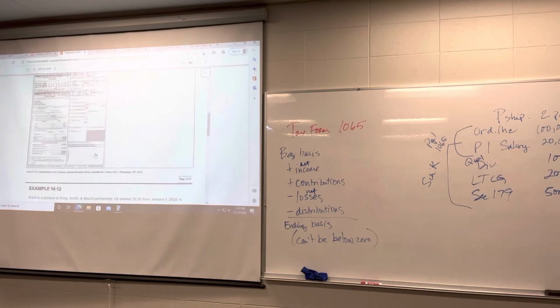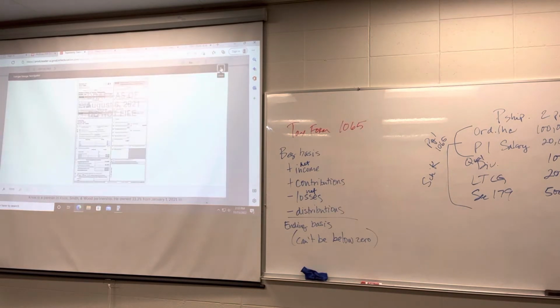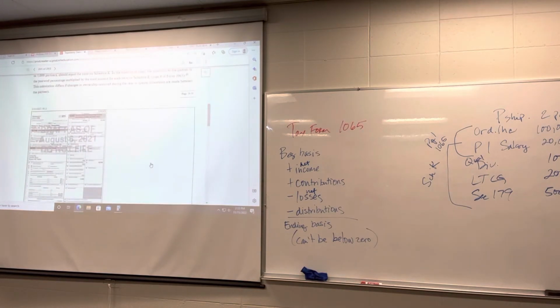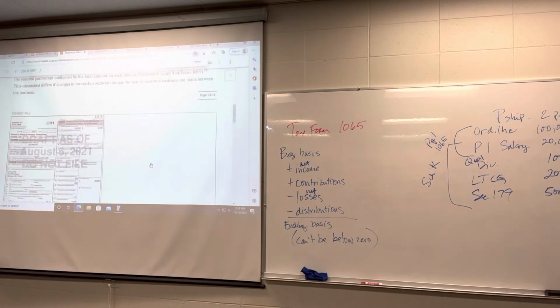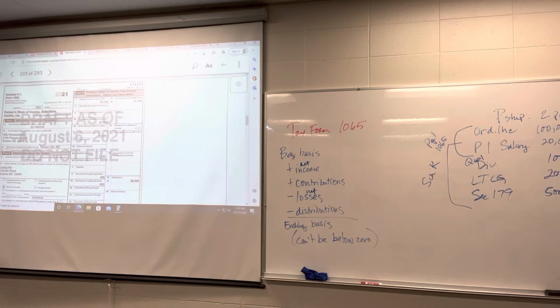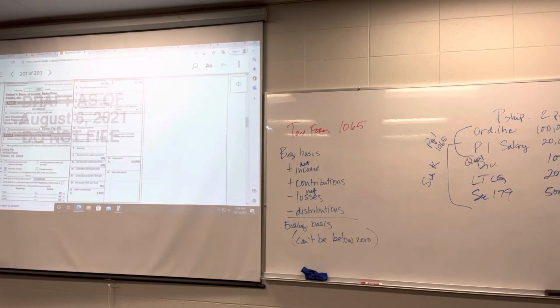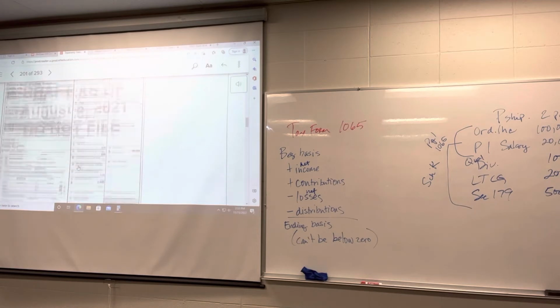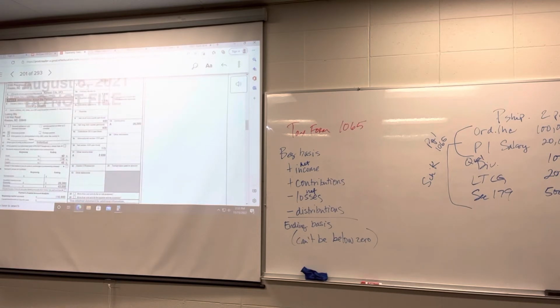So here's the K1, if you recall what it looks like. This is kind of hard to see, sorry. So you can see this comes from the Schedule K. All of these items are listed on the Schedule K individually, but this is for each individual partner. They've got their own share. You can see, so this is a 40% partner.